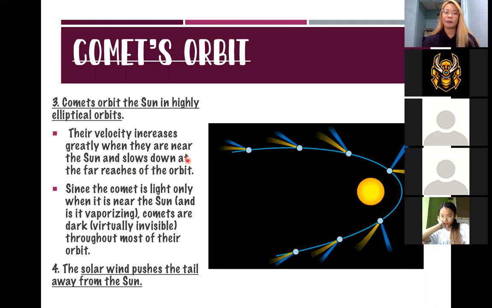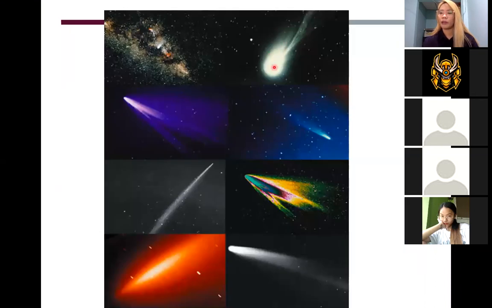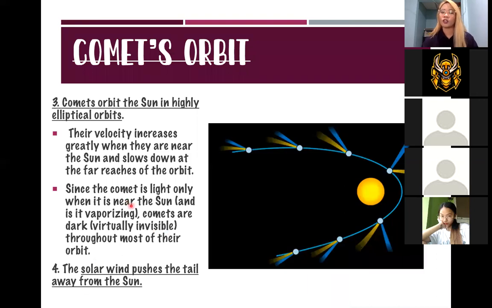Okay, when you see a comet, it looks like it has its own source of light, but actually no. Based on its components, a comet is only snow, ice, and dust. So there's really no source of light inside the comet. The reason why it looks bright and shiny is because of the melting ice. So nagre-reflect yung light coming from the sun doon sa natutunaw na yelo.